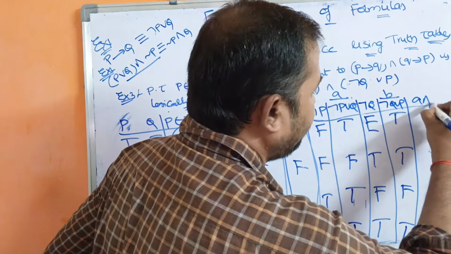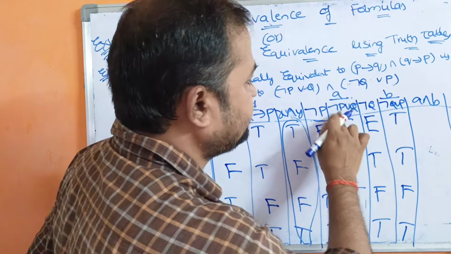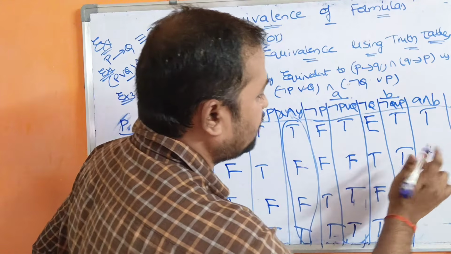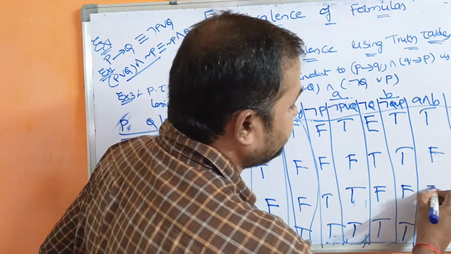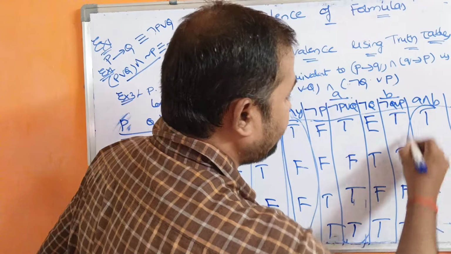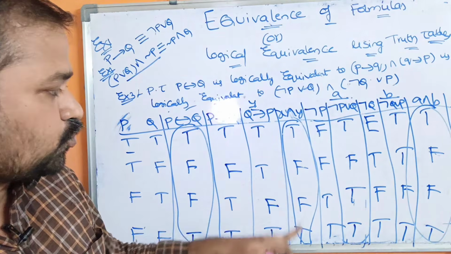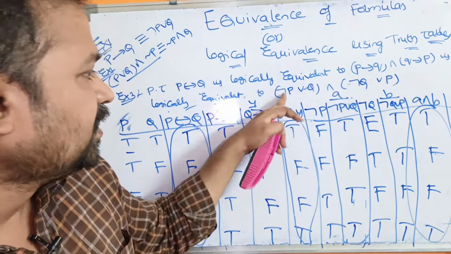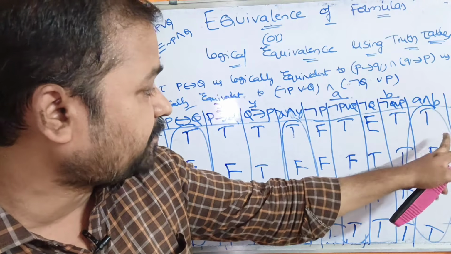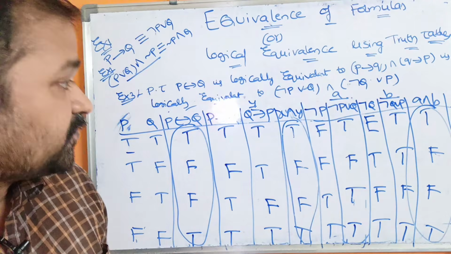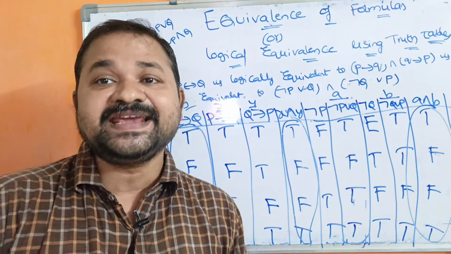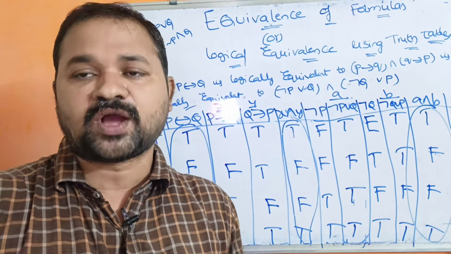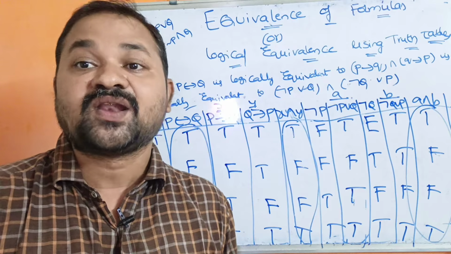Next we perform the AND operation, A and B. True true means true, false true means false, true false means false, true true means true. If we observe this column, the result is true false false true, matching the result of P implies Q and Q implies P. So we can say that these two are also logically equivalent. In this way we can solve any problem very easily to check whether two compound propositions are logically equivalent or not.